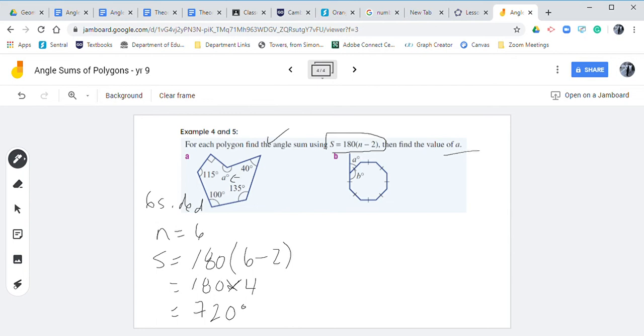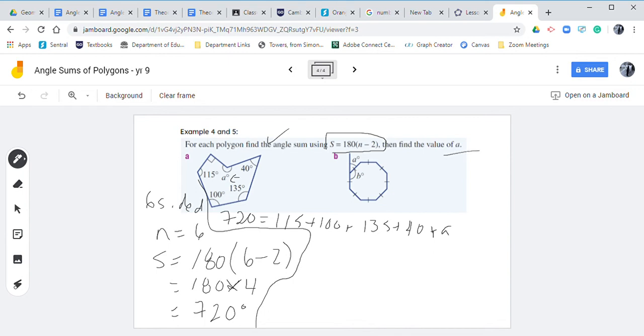I need to find angle A. So all of these angles will add up to 720. I'll draw a little line up here just to cordon off my work. So we know that all the angles will add to 720. If I add all these up, 115 plus 100 plus 135 plus 135 plus 40 plus A, that's going to equal 720.